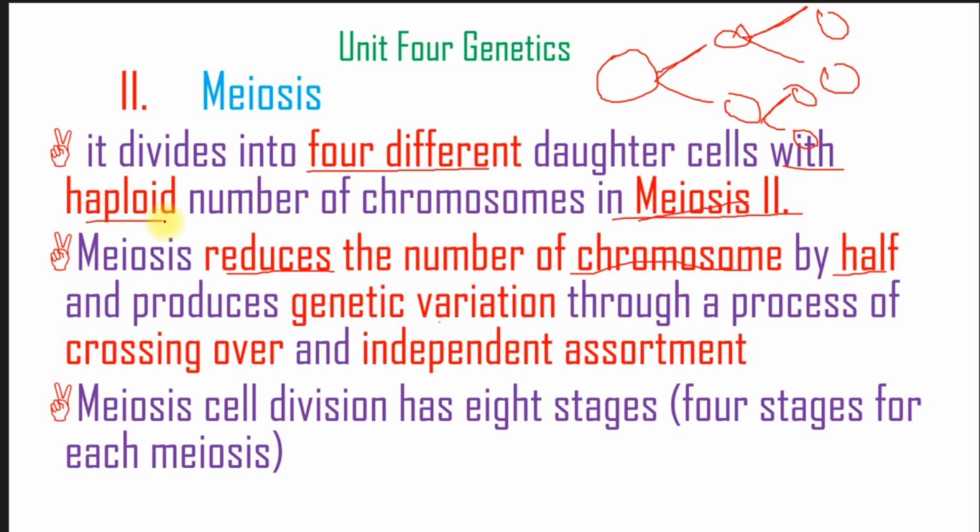In meiosis II, when one cell finishes dividing, there will be four daughter cells. So these four daughter cells are known as haploid cells. Haploid cells contain only half the number of chromosomes from the parent cell.